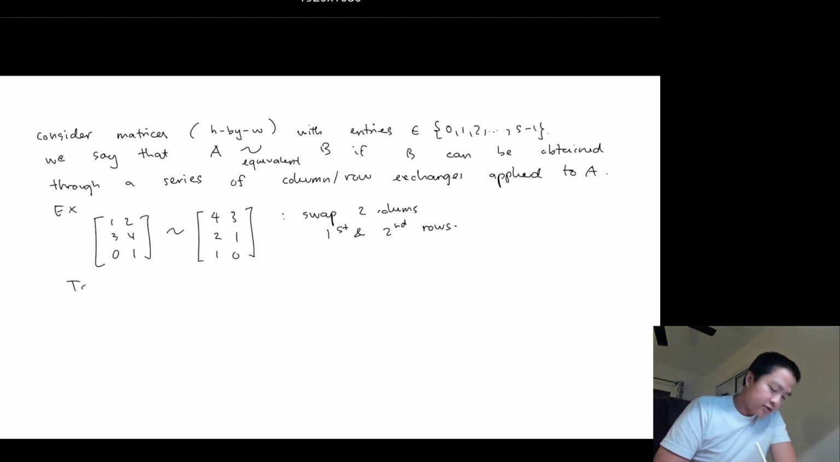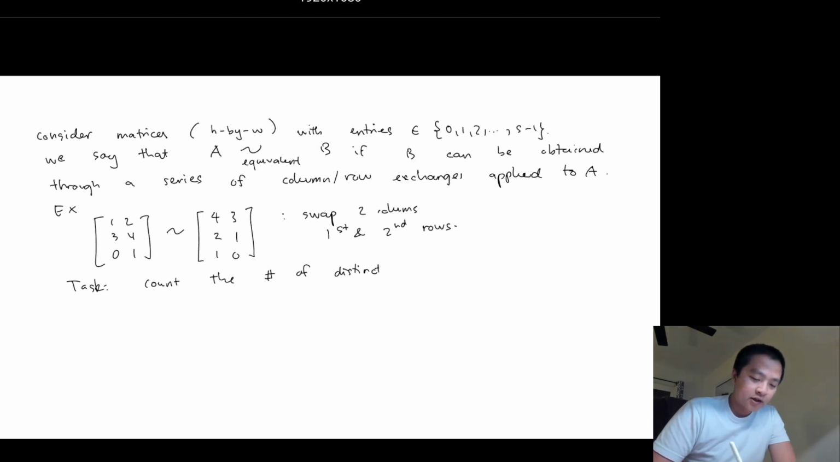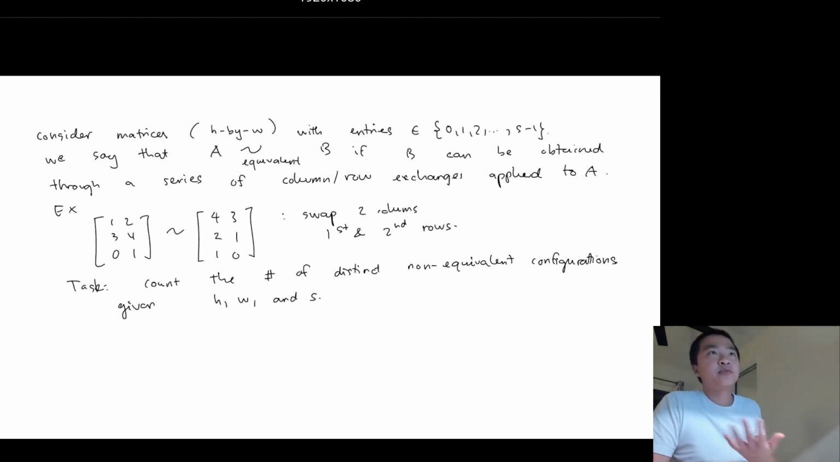Okay, so the task is to count the number of distinct non-equivalent configurations given h, w, and s. Okay, so the input is 3 integers.